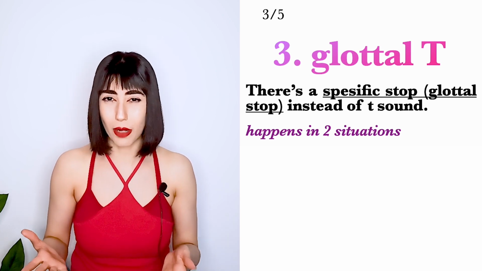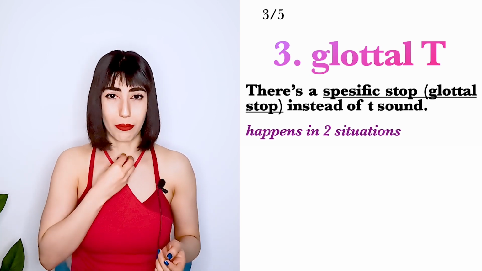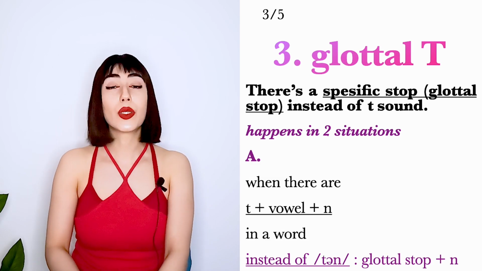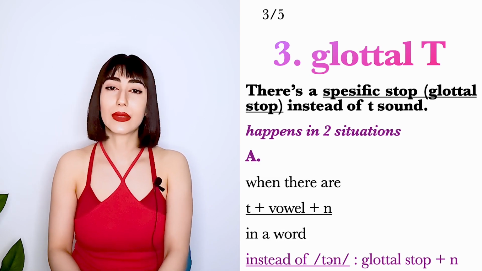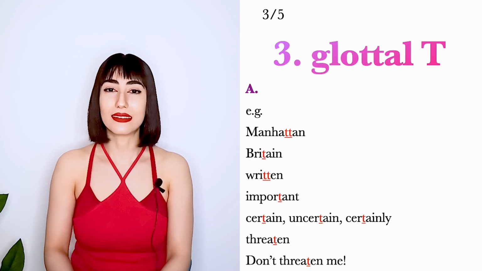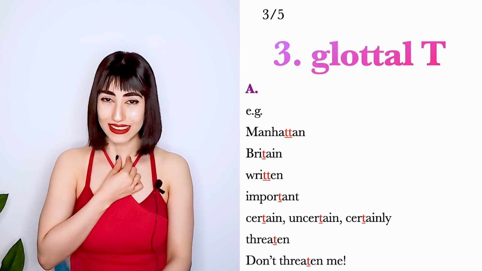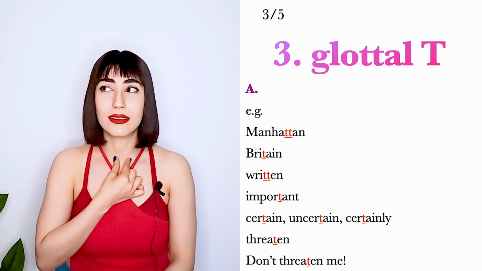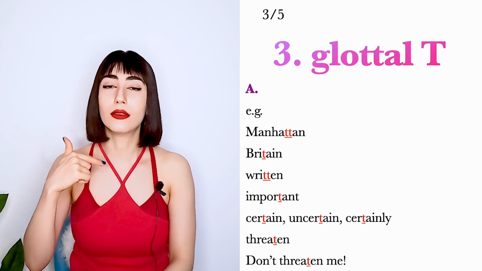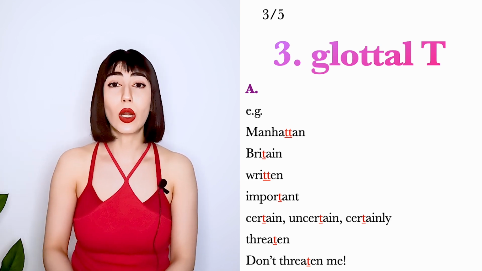I don't want to make it complicated. Just know that you should say it from here. I'll show you how. When do we have it? We use it when there is T, then vowel, then N, like Manhattan. Heard it? Manhattan. Britain. Written. Important.